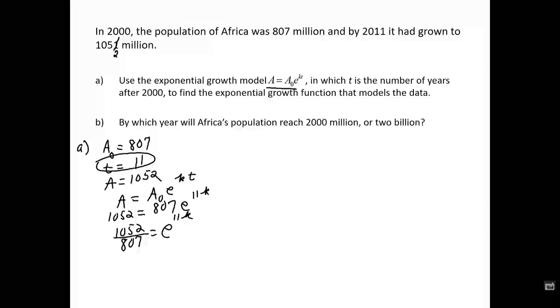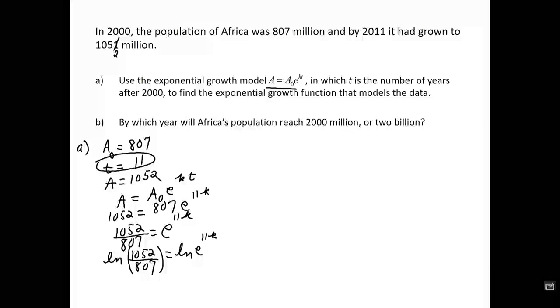So we have an exponential equation. We can now solve this. The base is e, so we can take the natural log of both sides. So let's take the natural log of both sides of this equation. That's the natural log of 1052 divided by 807 is equal to the natural log of the right-hand side, the natural log of e raised to the 11k. Now upon simplifying, what do we have?